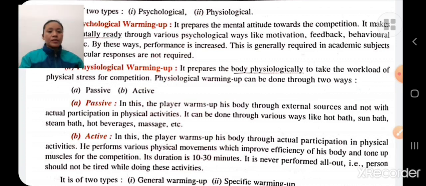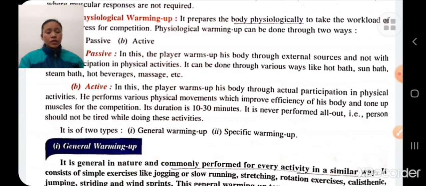And active warming up. Active warming up means warming up the body through actual participation in physical activity. By participating in physical activity, we warm up our body. Active warming up should be of a duration of 10 to 30 minutes, and in active warming up, we should not be tired. We should not feel fatigue while doing this exercise.